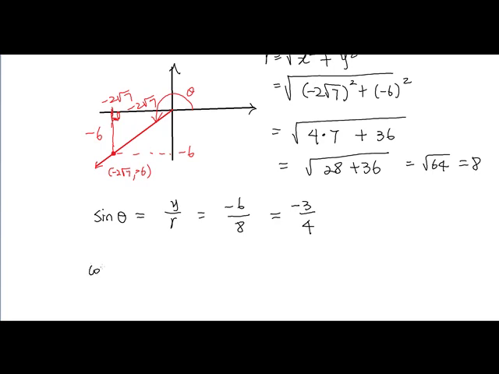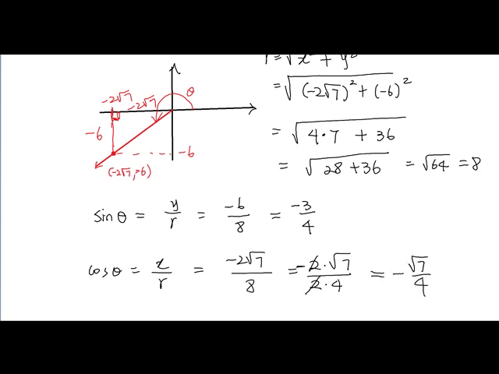Now cosine theta is x over r, and x is negative 2 square root of 7, r is 8. Of course here I can cancel 2 over 2, and 2 times 4 is 8, 2 times the square root of 7, and there's a negative sign, so you would cancel 2 over 2. Your answer is negative square root of 7 over 4.